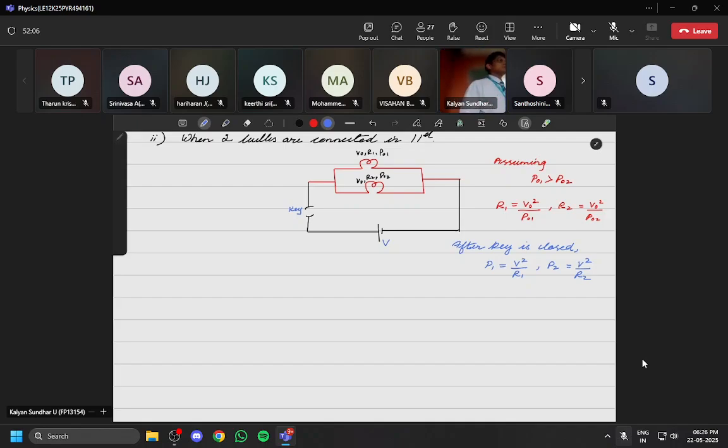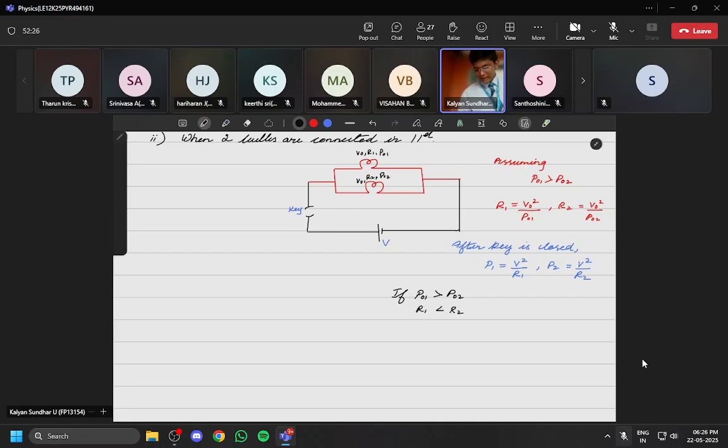Correct? So here, as we already assumed, if the standard rating P01 of the first bulb is greater than the second bulb, next comes your resistance. Who will have more resistance? R2 will be more. So R2 will be greater than R1.